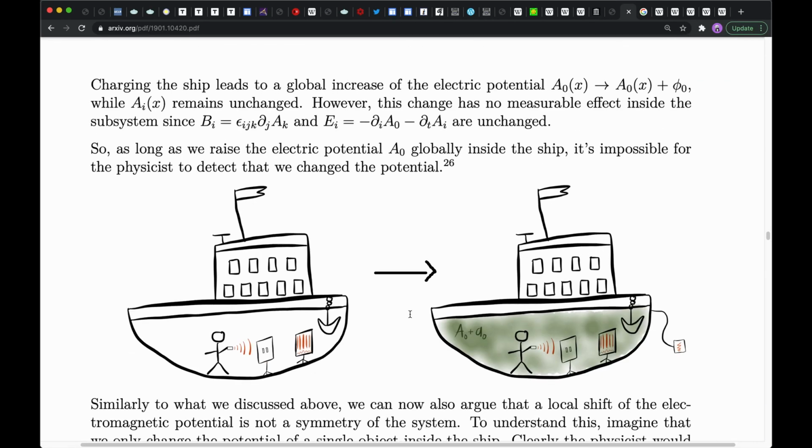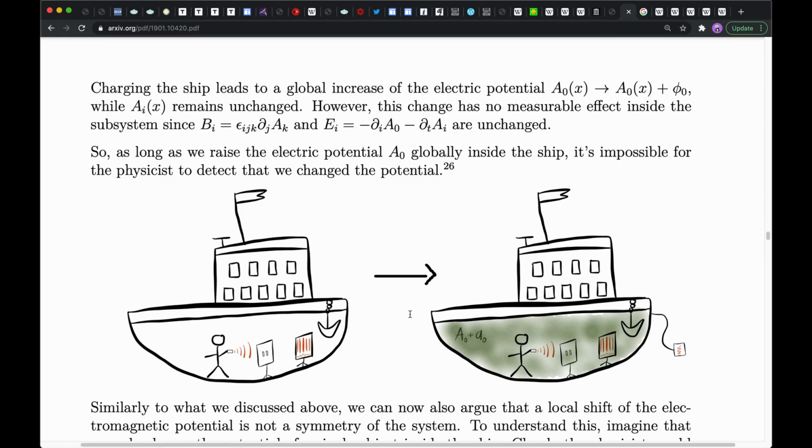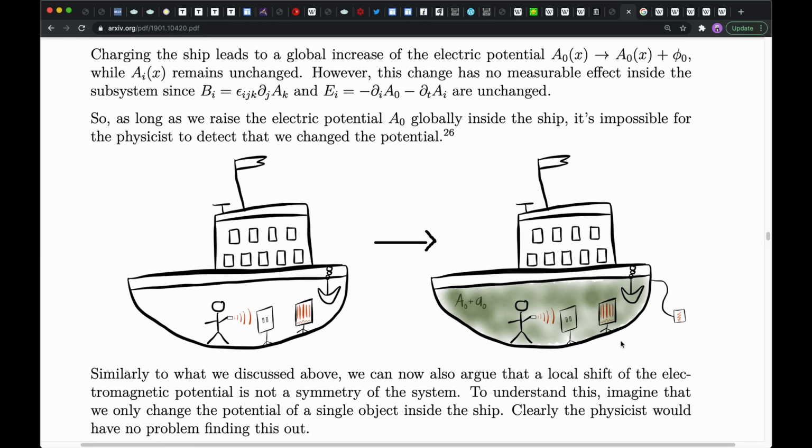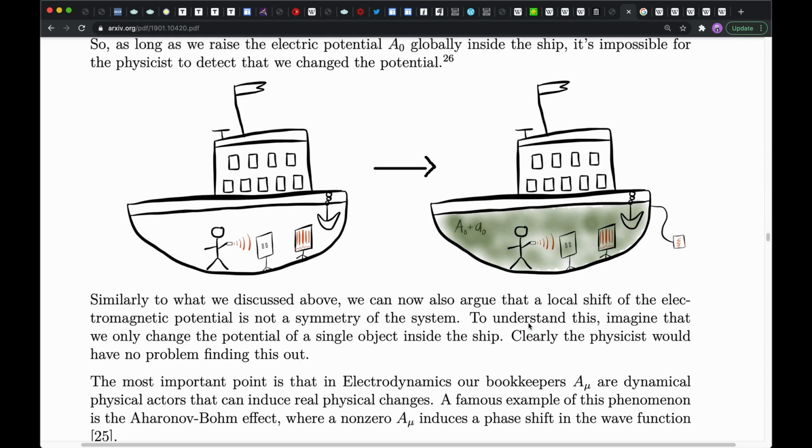Now we can test the same thing. First of all, the global symmetries. So we can try to change externally the potential inside the ship. You can see it here. If we change the whole potential for the whole ship, the physicists inside the ship would not be able to detect that shift in the potential, and therefore we have a global gauge symmetry for the electromagnetic potential.